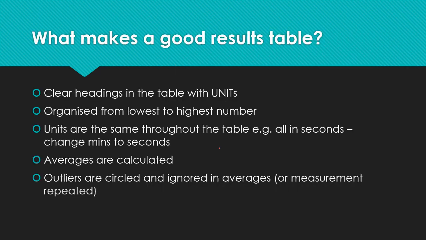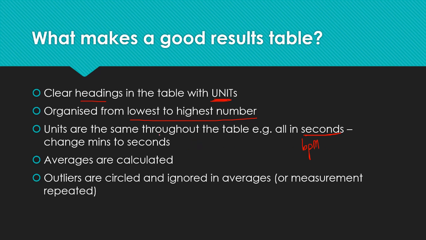So here's just a list of what makes a good results table. Clear headings in the title, and it's really, really important that you put the units. So please remember the units, okay? So organize from lowest to highest number, or from highest to lowest, either is fine, as long as they're in order, okay? The units are the same throughout the table, so we want it all in seconds, or all in beats per minute, all right? Not beats per 30 seconds in one box and beats per 15 seconds in another box.